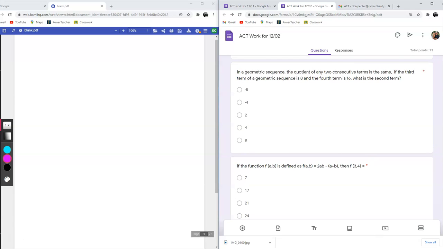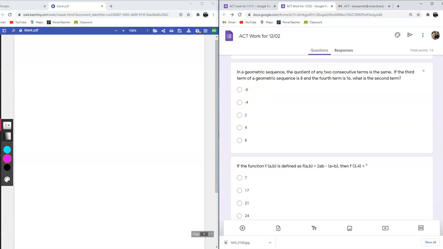Okay, in a geometric sequence, the quotient of two consecutive terms is the same. If the third term of the geometric sequence is 8 and the fourth is 16, what is the second? So basically it's saying if you work in reverse, you divide by 2, but if you work forward, you multiply by 2. So if we know that the fourth term is 16, and the third term is 8, everything is being multiplied or divided by the same amount. That's the quotient, that's the geometric sequence. So our answer is 4.